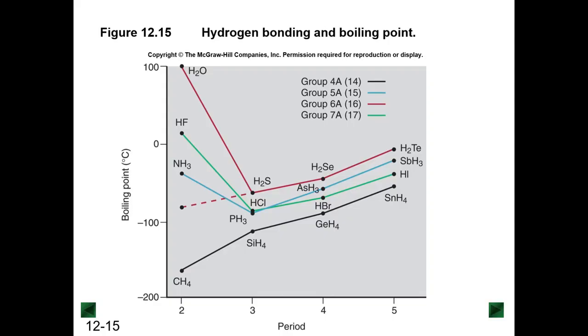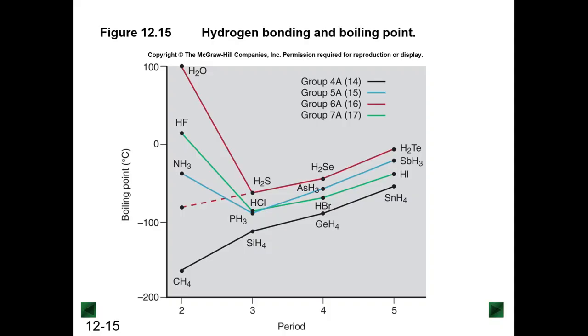And those are in groups 17, 16, and 15. Now let's go to group 14. That's got methane, CH4, silane, SiH4, and germanium hydride and tin hydride. And you can see there, we see a nice progression. There's no anomaly there. Methane has the lowest boiling point. Tin tetrahydride has the highest boiling point, and it continuously increases in a smooth function.